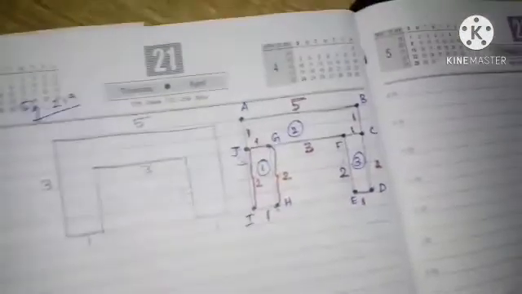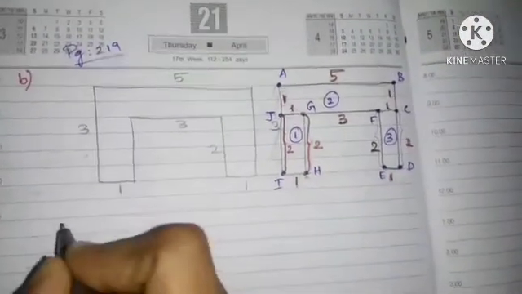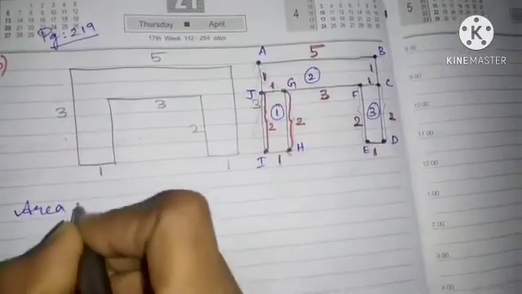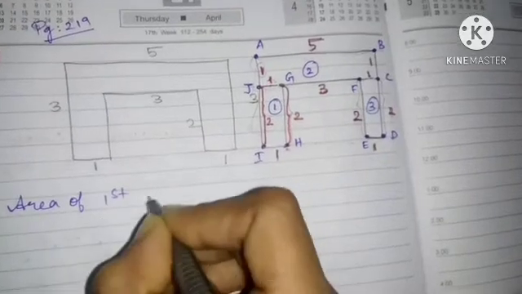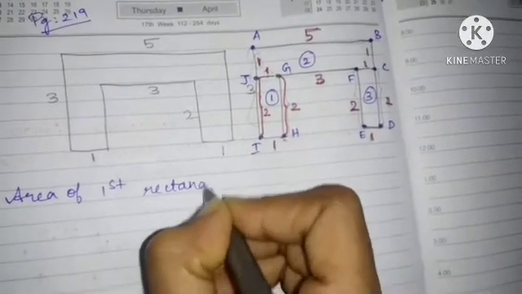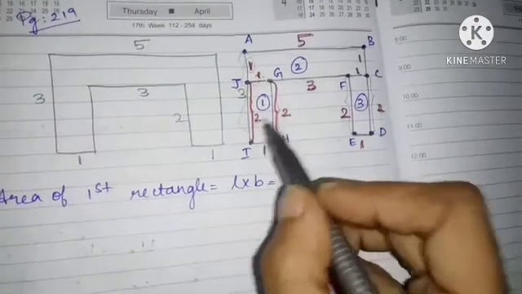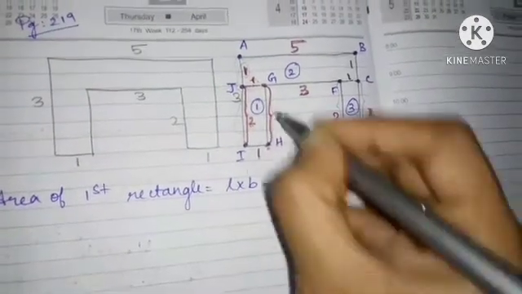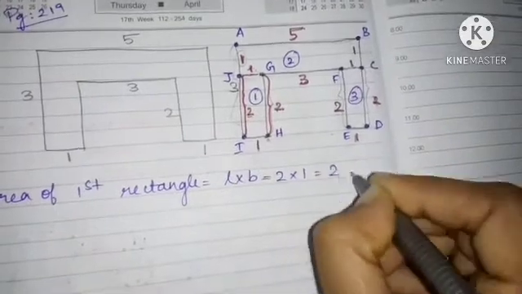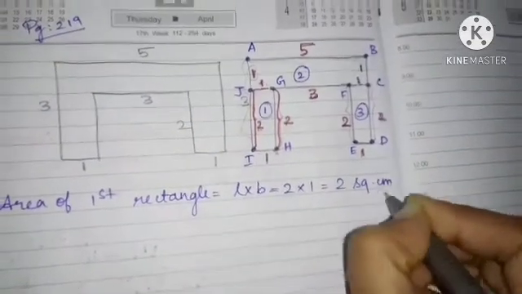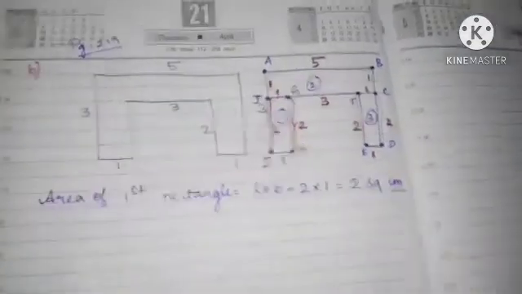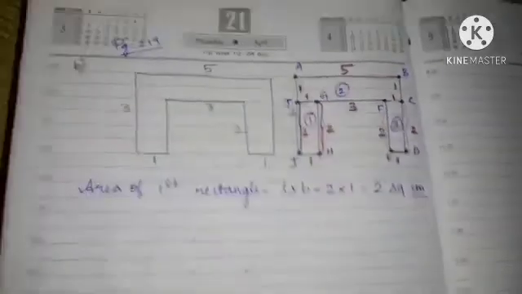So shall we find the area of the first rectangle now? Area of first rectangle is equal to length into breadth. Correct? What is the length of this first rectangle? 2. What is the breadth? 1. 2 ones are 2 square centimeter. Why is it in centimeter? Because the measures are given in centimeter.